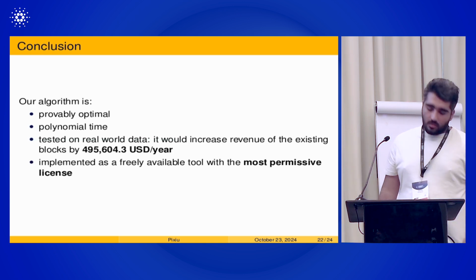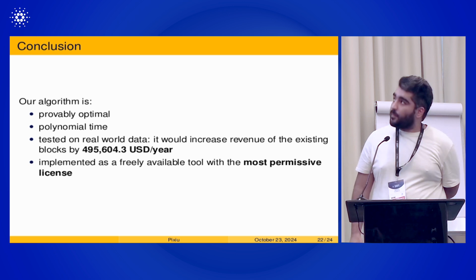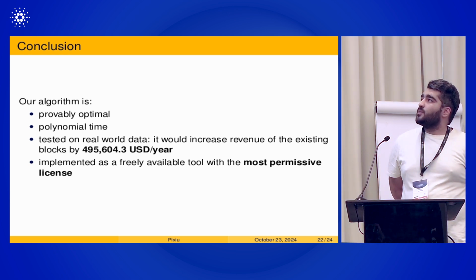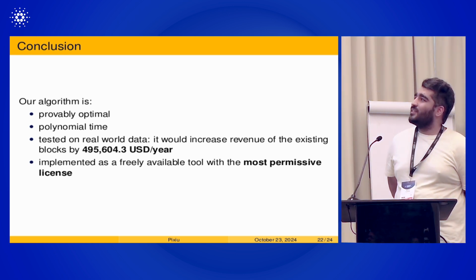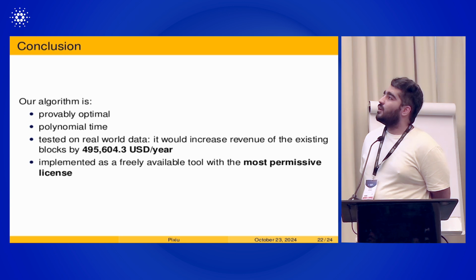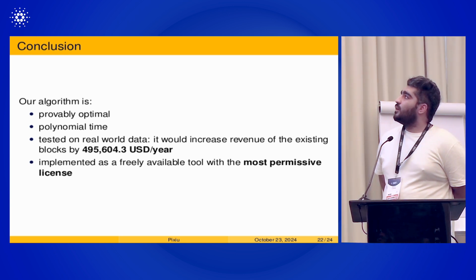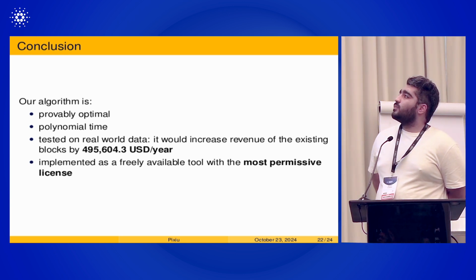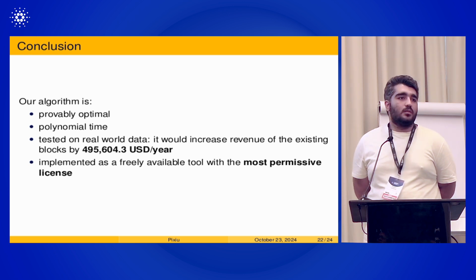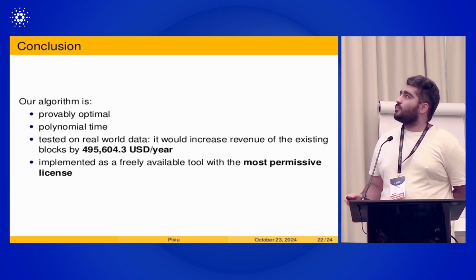Okay, so let's do a conclusion. Our algorithm is provably optimal. It's polynomial time. Roughly in a year, it can make $500,000 US. And our tool is available on GitHub, free to use.